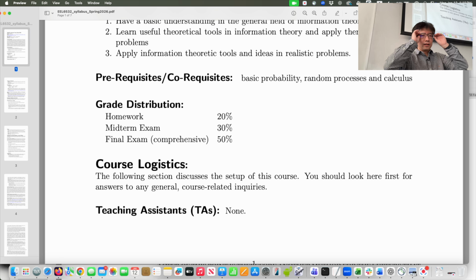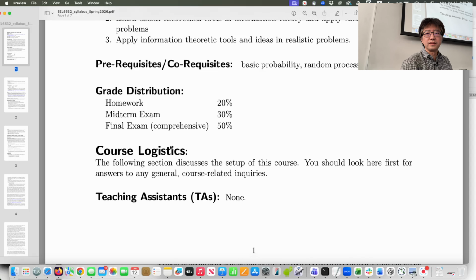I haven't decided yet, but there's a chance that the exam will be take home. Normally for a graduate level class I do a take home exam. But now, since you have ChatGPT, which is really good at doing homework, I'm still thinking about that. We're going to decide that later. But the exam will not be very hard. It'll be very basic. It'll be much easier than your homework, I would say.